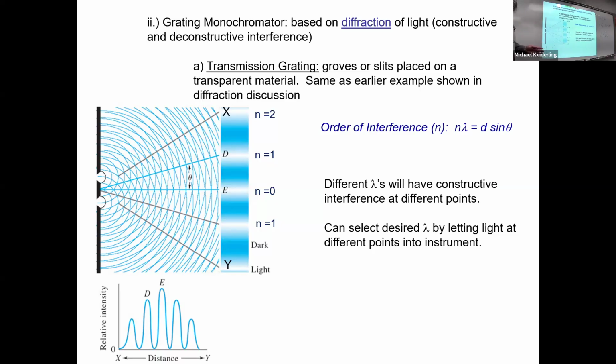And the nice thing about transmission gratings is that the way diffraction gratings separate light tends to be nice and linear, because it's this angle-based relationship where the spacing is based on the wavelength. So they separate wavelengths in a nice linear way. You don't have any curve you have to fit.